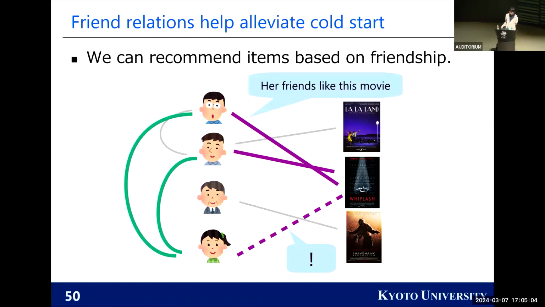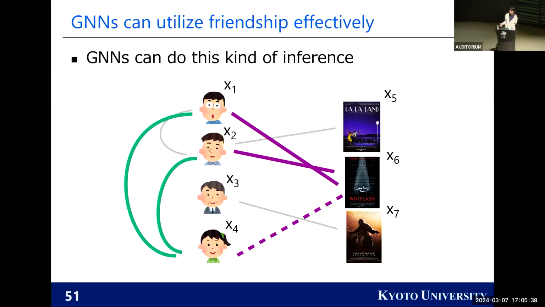But if you know the friend relationships, then we can use these data to make effective recommendations. Suppose her friends like the movie Whiplash, then we can recommend Whiplash to her because her friends like this movie. Even if she has never seen movies before, we can use this auxiliary data of friendship to make effective recommendations. This is a very schematic, abstract notion of how we can use friendship relations, but actually GNNs can do this kind of inference using friend relations in a very elegant way.